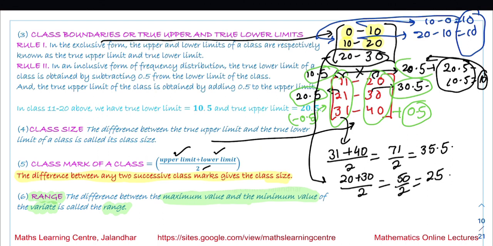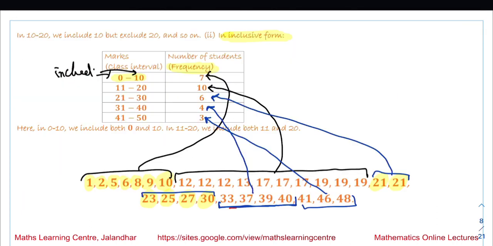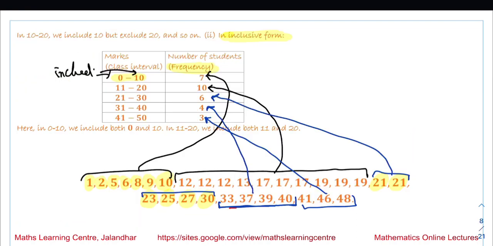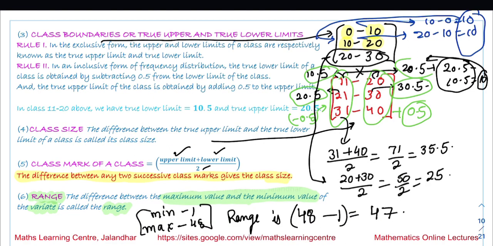In that case, the minimum marks were 1 and the maximum marks were 48. So what we are saying is, the range is the maximum marks minus the minimum marks. So the answer is 47.